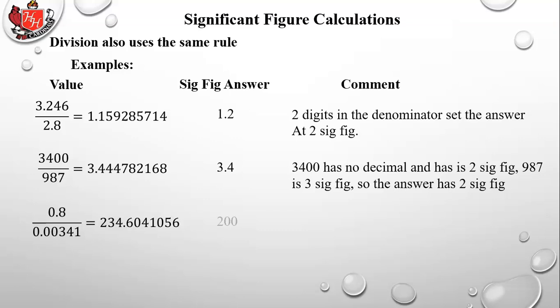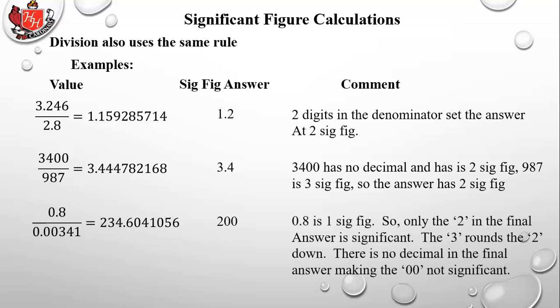This one, 200. 0.8 is 1 significant figure, so only the 2 in the final answer is significant. The 3 rounds the 2 down, so it stays as a 2. In other words, that 2 in the very beginning. There is no decimal in the final answer, making the 00 not significant. Okay, so again, you have 2, 3, 4. You have 3 digits to the left of the decimal in the calculator answer. So you're going to have 3 digits to the left of the decimal in a significant figure answer. And since the sig fig answer can only have 1 significant figure, those other 2 digits are going to have to be zeros. All of the digits to the right of the decimal can just be eliminated.